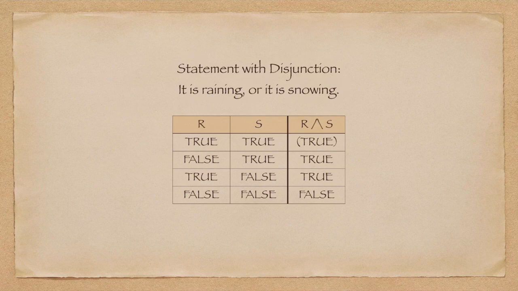Now for a statement with a disjunction, that is the word or: it is raining or it is snowing. What is our rule for a statement with disjunction? If even one part of the statement is true, then the whole statement is valid. Again, we have the same number of possible outcomes, 4, because we have 2 statements. But this table is a little bit different.